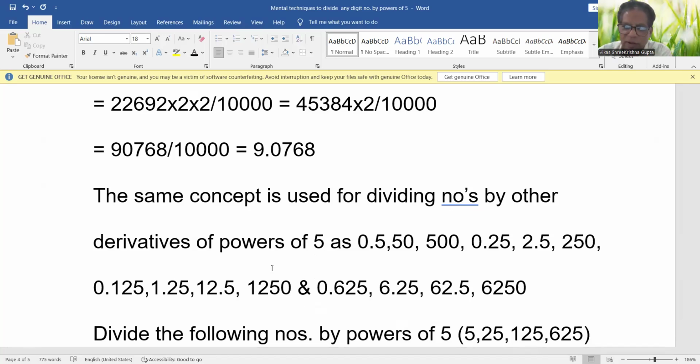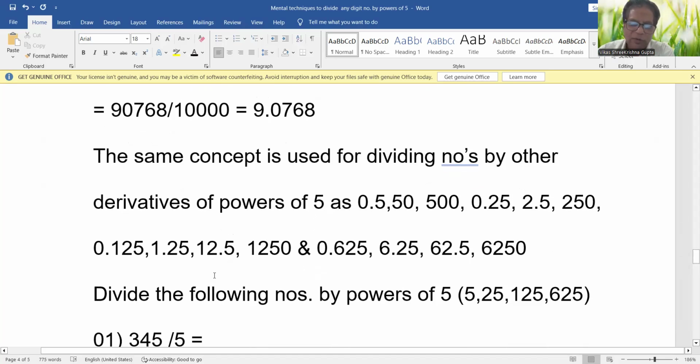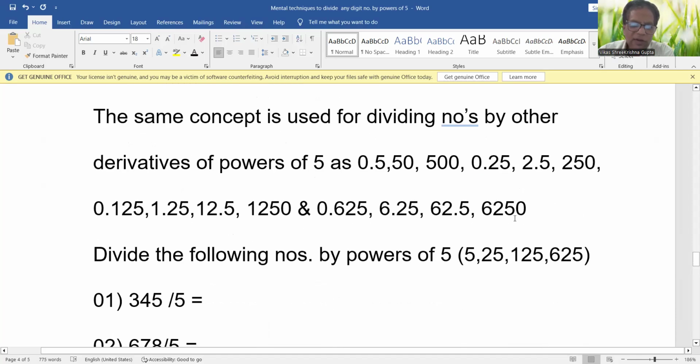Now, I have shown you powers of 5 like 5, 25, 125, 625, maybe you can go up to 3125 also. But apart from that, the other derivatives of 5 are 0.5, 50, 500. In the same way, for 25, it can be 0.25, 2.5, 250. For 125, it can be 0.125, 1.25, 12.5, 125, 1250, and so on.